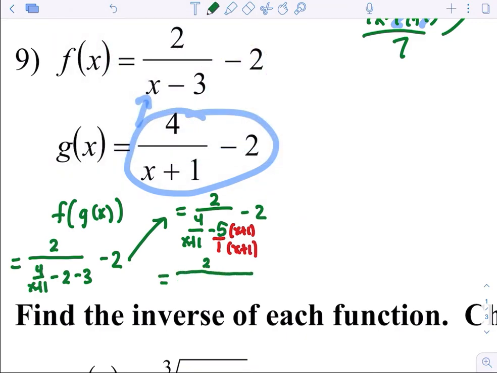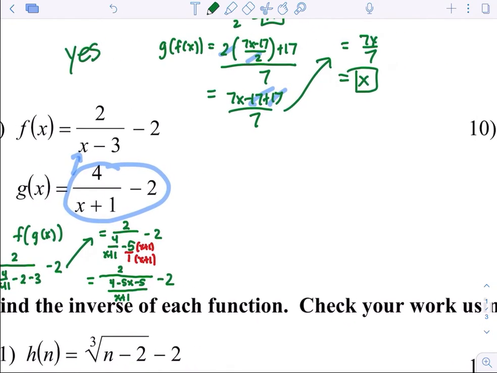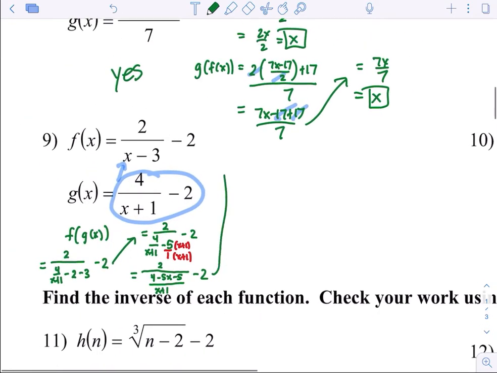2 all over, okay, so 4. Okay, negative 5 times x is negative 5x. Negative 5 times 1 is negative 5. All over the common denominator of x plus 1, all minus 2. Moving this over here. Okay, so we got 4 minus 5, so we're going to simplify that. So 2 all over negative 5x minus 1 all over x plus 1 minus 2.